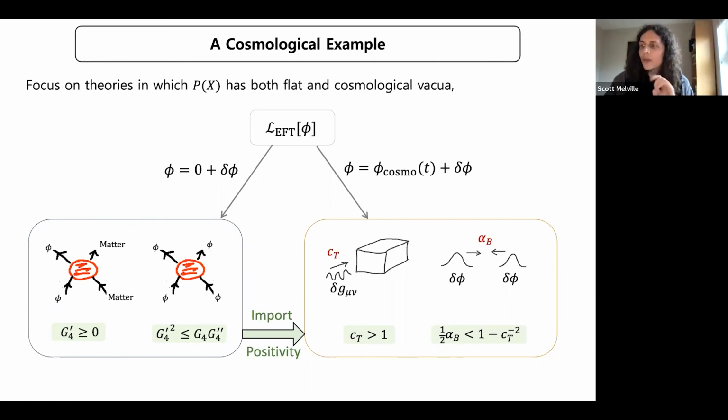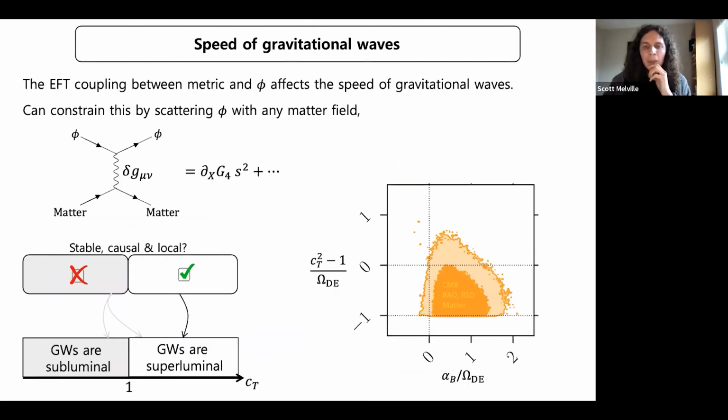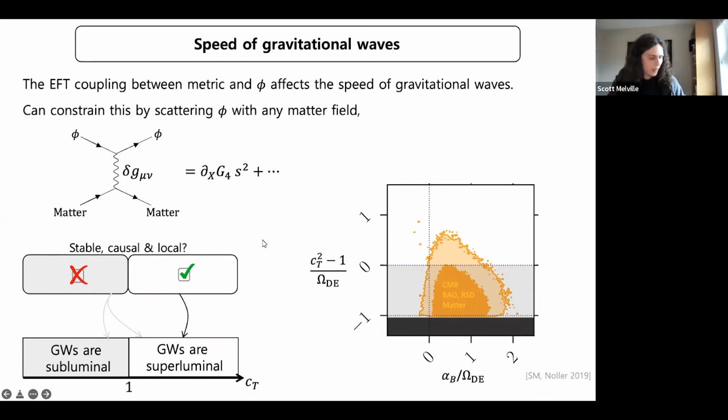So that I don't overrun too much in time, let me bring up the plot that we had at the beginning, and say a few words about what these bounds mean. So the first bound on the speed of gravitational waves comes from this kind of scattering process where you scatter phi against the matter field. And because phi and the matter both couple to the metric, this scattering process knows about how G and phi interact.